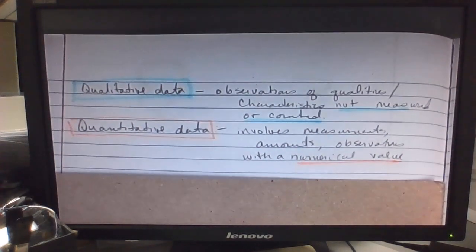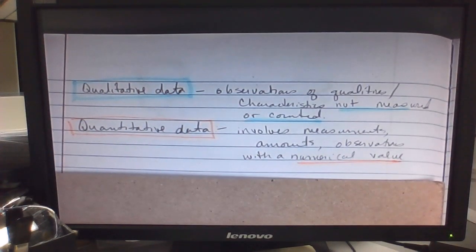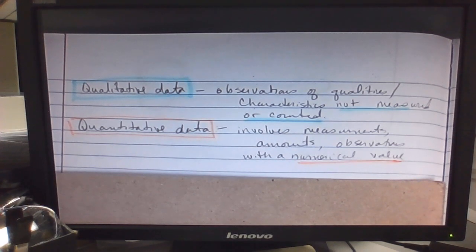Quantitative data involves measurements, amounts. They are observations with a numerical value.